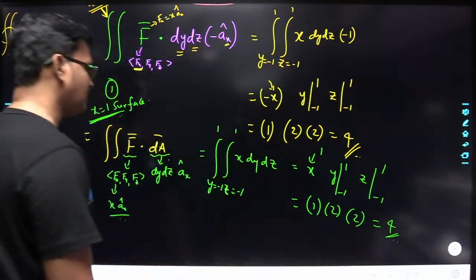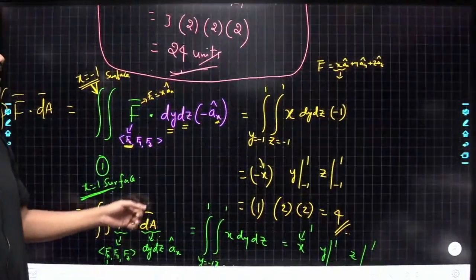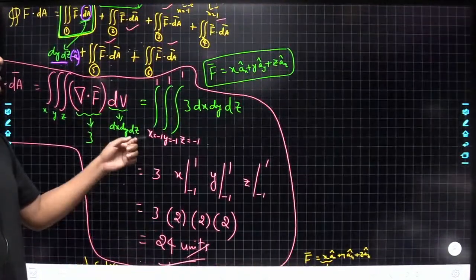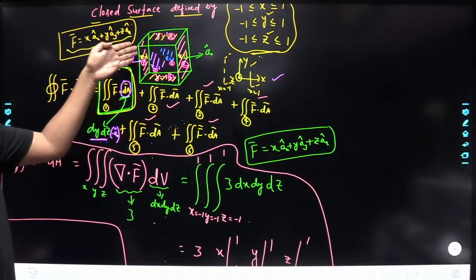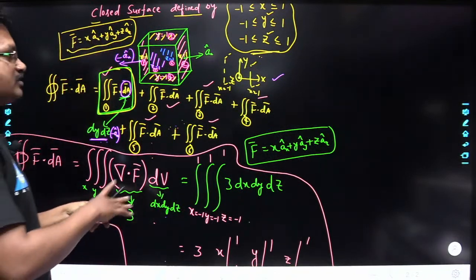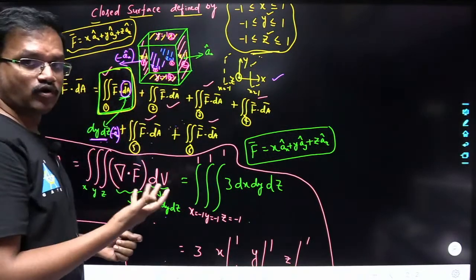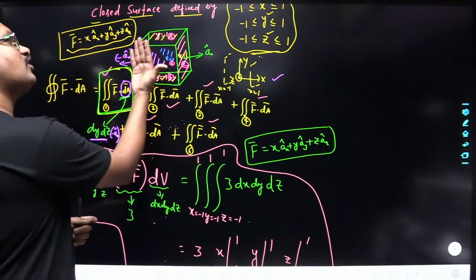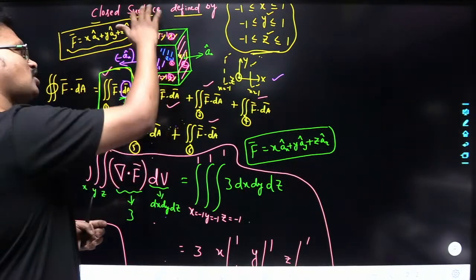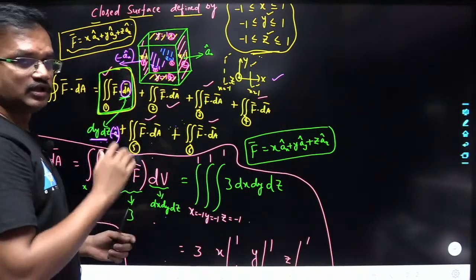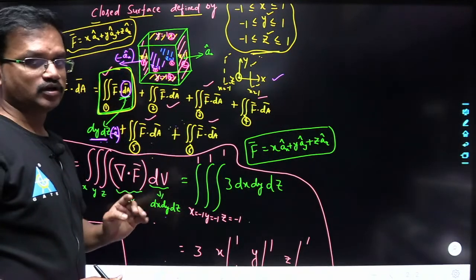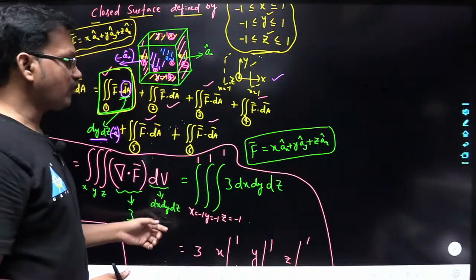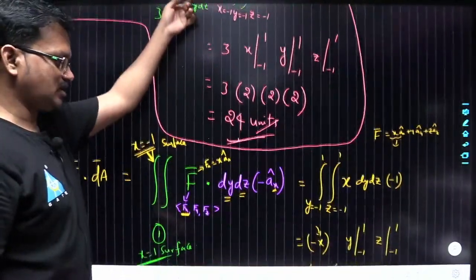In the same manner, you can calculate for the other surfaces also. For this surface we got a flux of 4, and the flux through this surface also we got 4. Similarly, if you calculate the flux through the front surface, back surface, top surface and bottom surface, through each and every surface you are going to get the value 4. If you want, you can check.